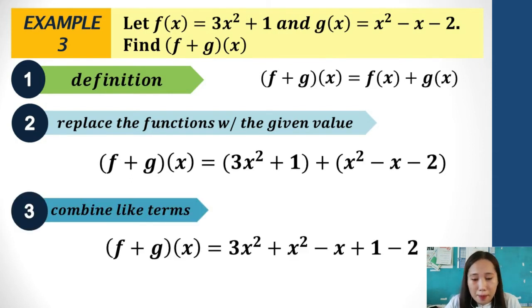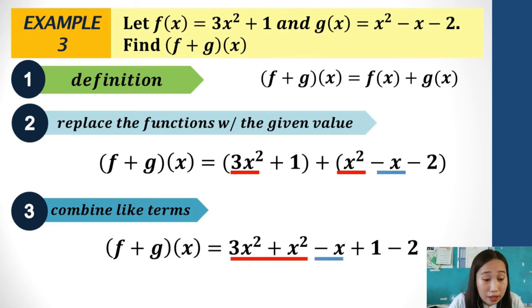3, or the third step, combine like terms. So, dito, pwede nang kunin si parenthesis and identify mo yung like term. Ang like terms natin dito ay si 3x squared at si x squared. So, isulat natin dito sa baba, 3x squared plus x squared. Tapos, dito, walang partner si negative x. So, i-follow na lang din natin siya. Negative x. Meron pa ba tayong like term dito? Oh, yes, meron pa. We have positive 1 and a negative 2.